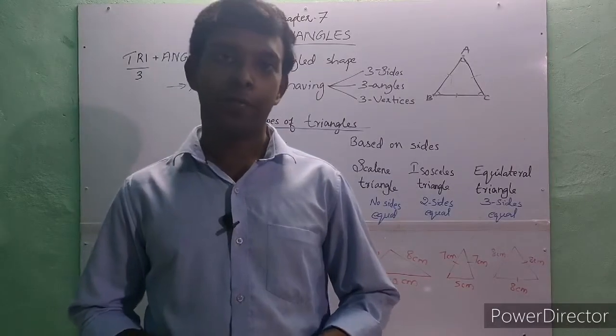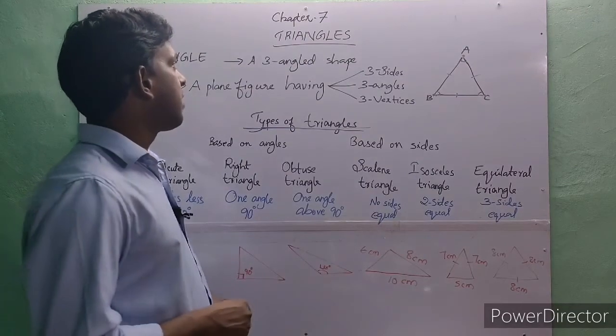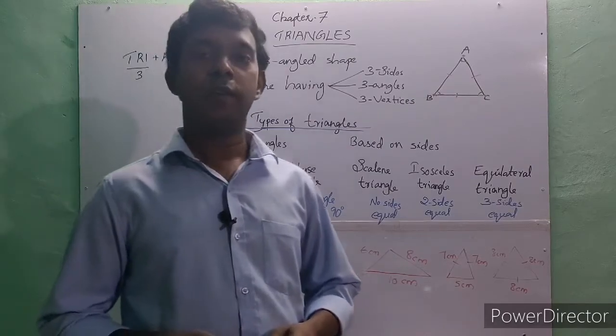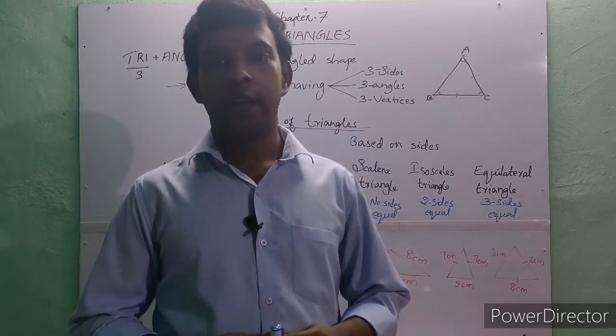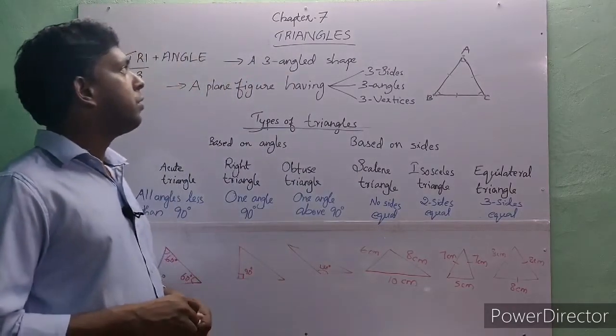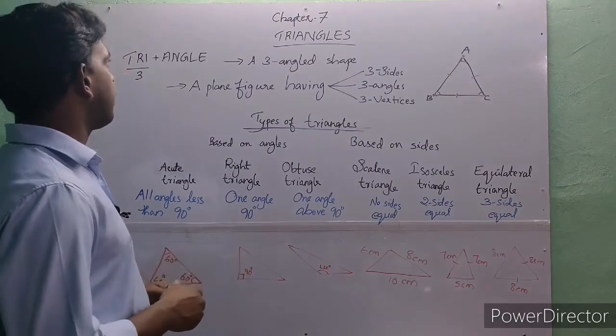We have come to a fresh chapter, that is chapter 7, which is entitled Triangles. In the previous 6 chapters, we have tried to understand the different concepts in mathematics. Now let's look into this particular concept, that is about triangles.